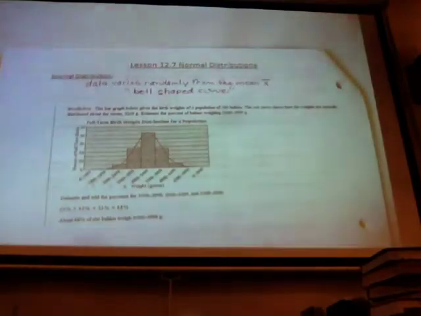So, in medicine here, the bar graph below gives the birth weights of a population of 100 babies. The red curve line shows how the weights are normally distributed about the mean, which is, who weighs babies in grams? I guess this one does. Here's your mean, which is 3,250 grams.